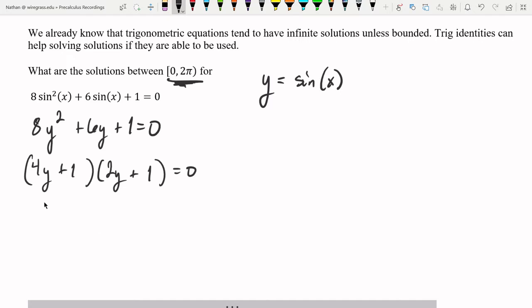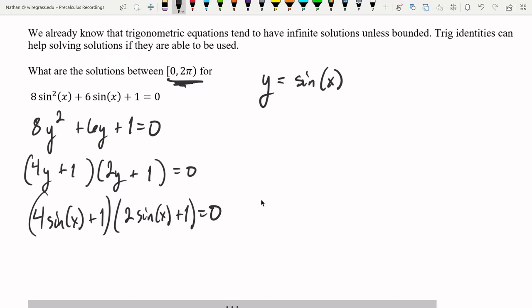That looks great. So now we have two different trig equations that we have to work with. We have 4 sine x plus 1 equals 0 and 2 sine x plus 1 equals 0. And each one of these has to equal 0 over this bounded range. Again, we're only looking for solutions in 0 to 2 pi. So we do not expect there to be infinite solutions in this range.